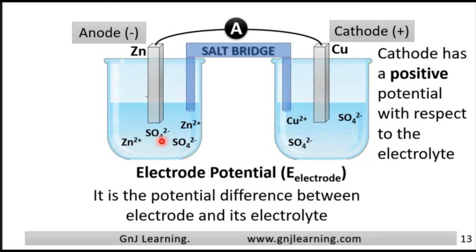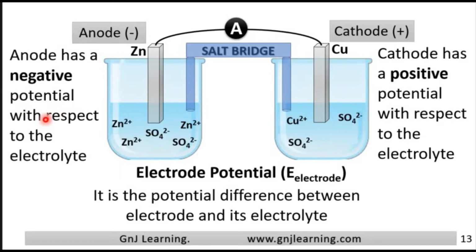On the other hand, at the anode, oxidation takes place. Zinc metal loses electrons and goes into the solution as Zn2+. You can see here Zn2+ comes out, whereas the electrons go onto the electrode, giving it a negative charge, and at the same time the solution a positive charge. So with respect to the solution or electrolyte, the electrode gets a negative charge. So the anode has a negative potential with respect to the electrolyte.